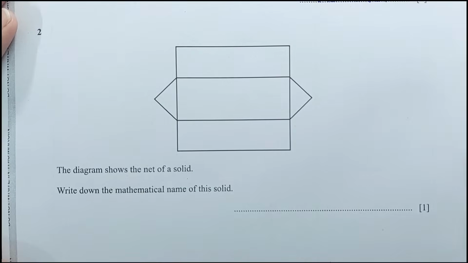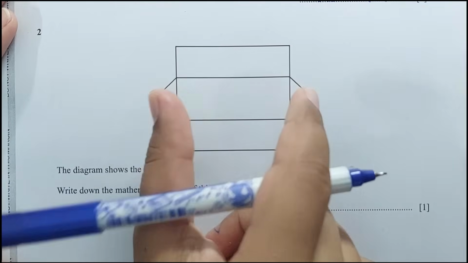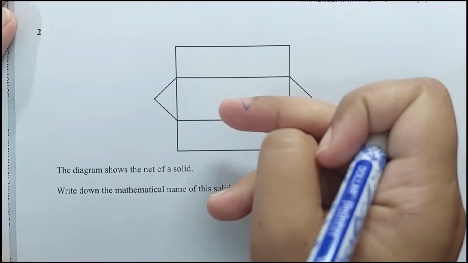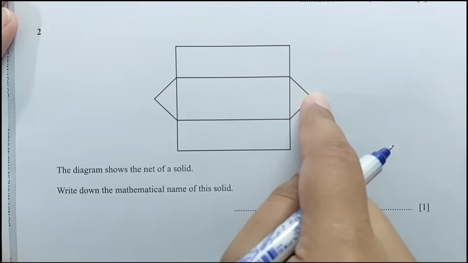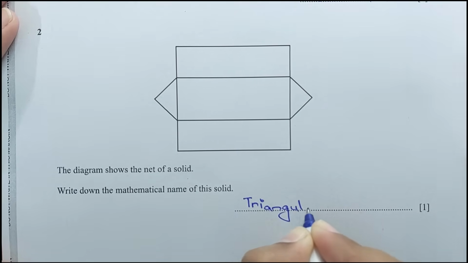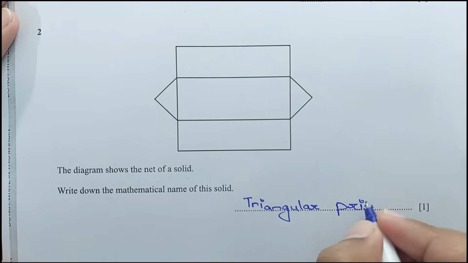All right. Question number 2. The diagram shows the net of a solid. Write down the mathematical name of this solid. Okay, so this is a base of the solid, and these are the two triangles. The cross sections are the triangles, and then it folds the front side and the back side. So it has a triangular cross section and three rectangular sides. It is a triangular prism.